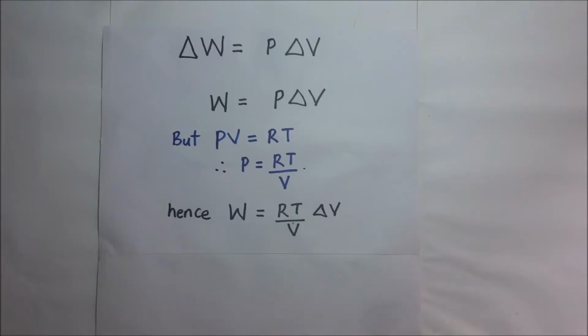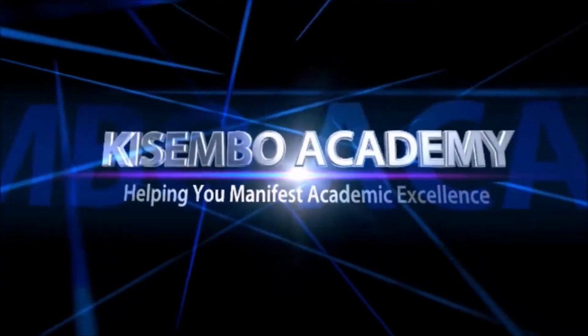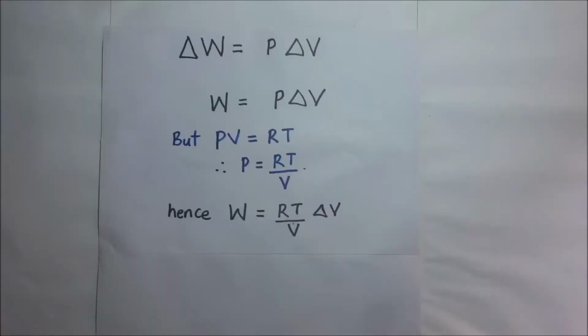In this session, we shall derive an expression for work done by an isothermal process. In case it has skipped your mind, an isothermal process is one that takes place at constant temperature. So right before us, we have an equation.